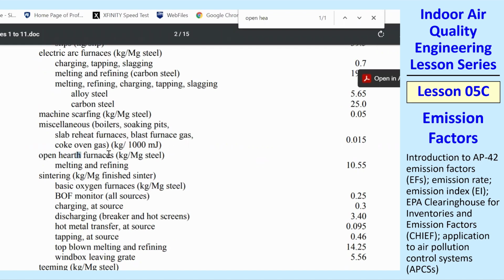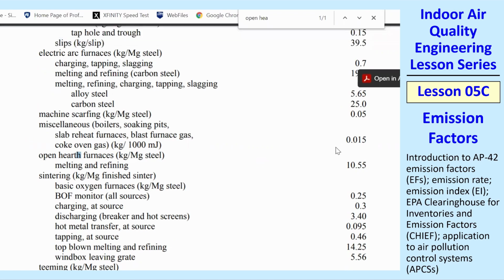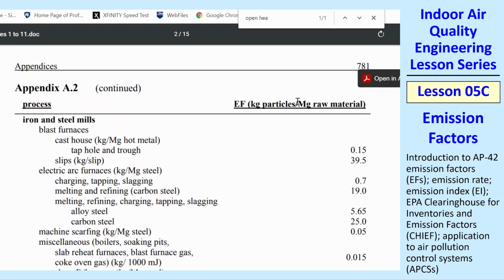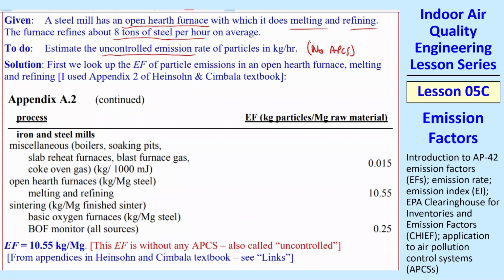So open hearth furnaces, kilogram per megagram of steel melting and refining. 10.55 is the EF, and then you scroll up to see what units we're talking about. Kilogram particles per megagram of raw material, which is what I copied here as a screenshot. And so get comfortable with using these tables. You can also look these up on the internet, but again, use these tables unless I tell you differently.